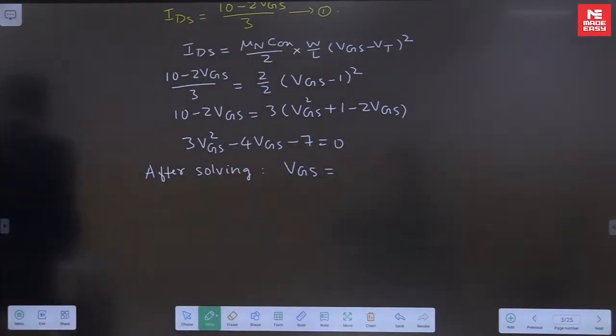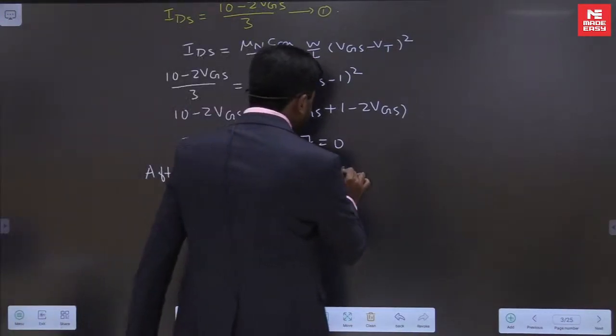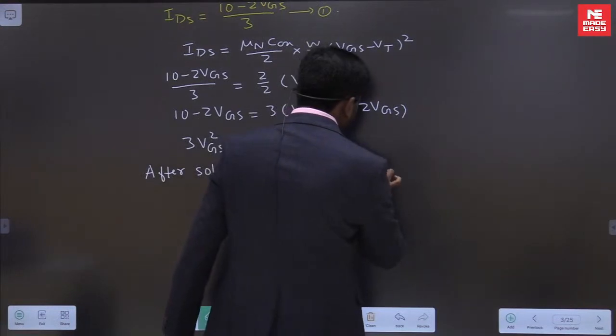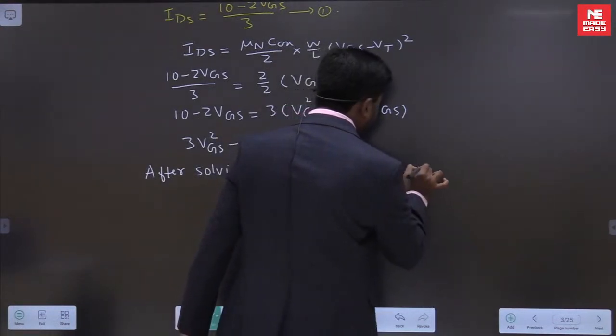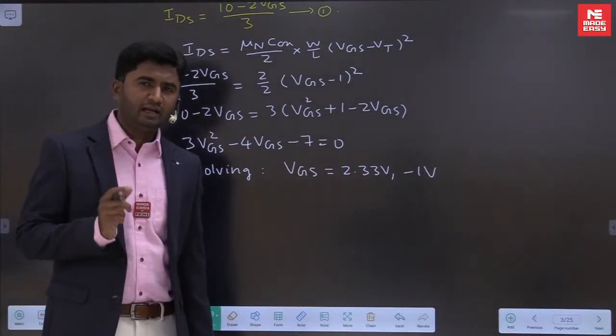Let me just see whether I have got some values. Yes, Vivek has given me the value 2.33 volt and minus 1 volt. Yes, beta, perfect. 2.33 volt and minus 1 volt. These are the two values of VGS which we get.